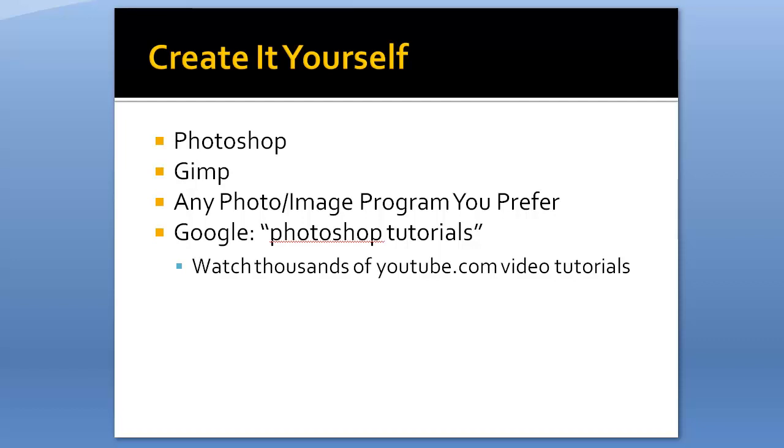Now, the first option that I like is creating it yourself. You can use programs like Photoshop or GIMP or any photo or image program you prefer. And the way that I taught myself Photoshop is I went to Google and I typed in Photoshop tutorials and I watched. And if I ever got stuck on something, I would go to YouTube and just type in how do I with Photoshop. So how do I make circular text with Photoshop? I Googled it and they showed me how to create a path and then how to have the text follow that path. And that's how I created the police design.